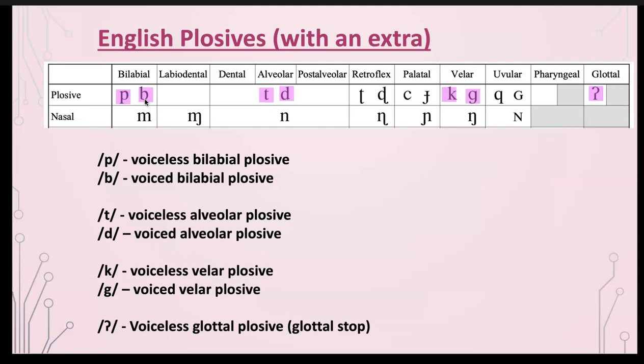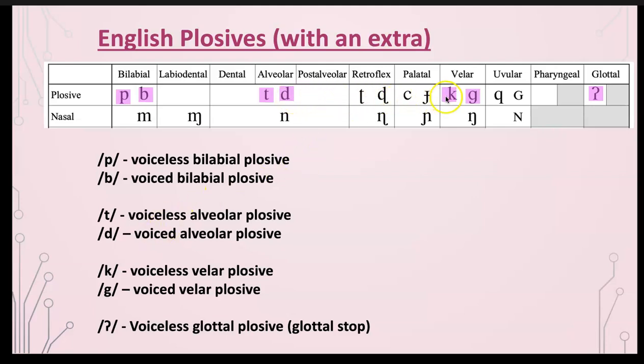Next along, we do have these as well, but they aren't common and they're not English phonemes, so we're not going to cover those. So we have these two here, which are the alveolar plosives. We have t and d. T is the voiceless alveolar plosive and d is the voiced alveolar plosive. T is present in words like tea and hat, and the d is in dear and had.